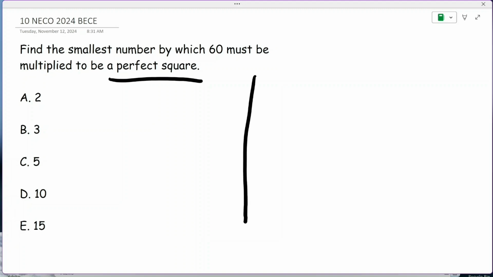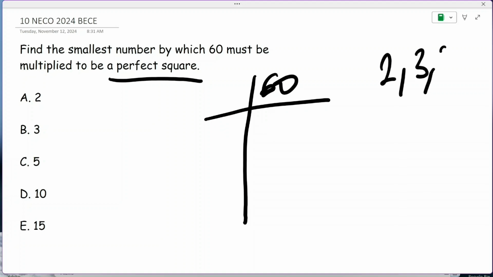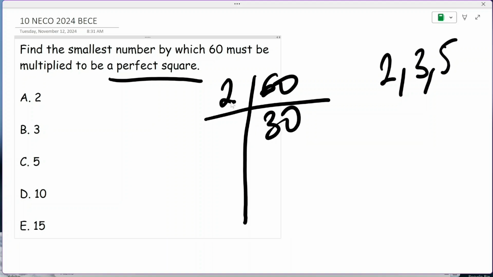We rule our line, we have our 60 here, then we divide by the prime numbers. You have 2 as the first prime number, 3 next, 5, and so on. Prime numbers don't include 1. So we start dividing by the prime numbers, starting with the smallest. We start with 2. 60 divided by 2 is 30. 2 can still go, we can use 2 in 30 and not jump to the next prime number.